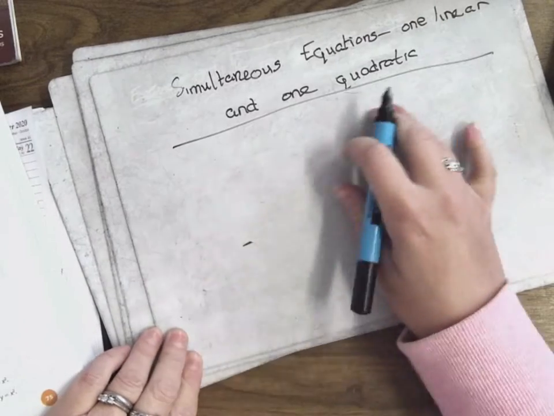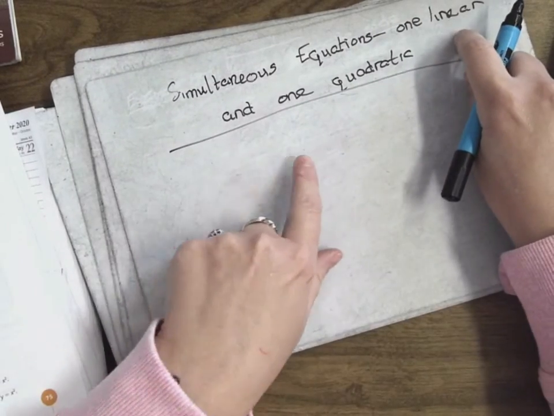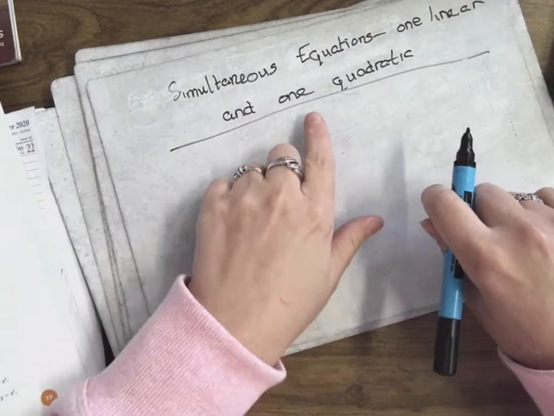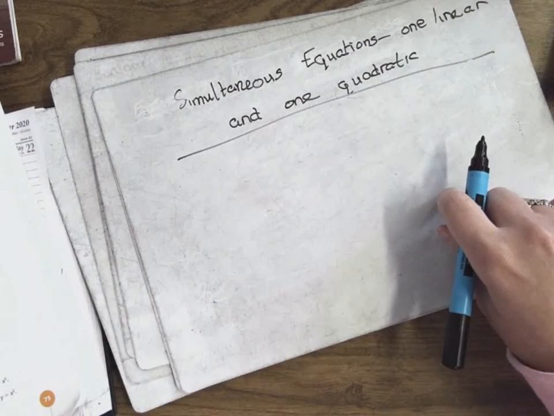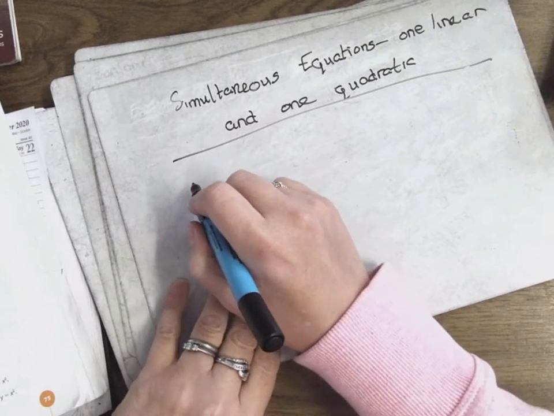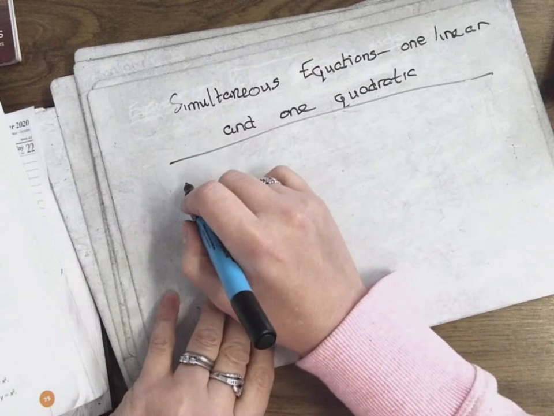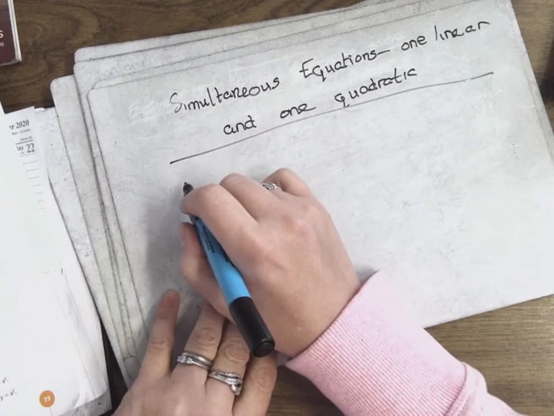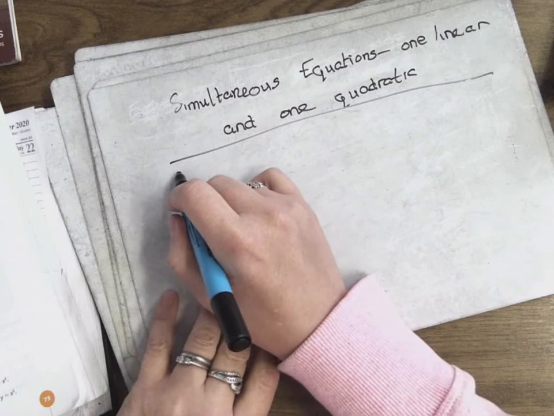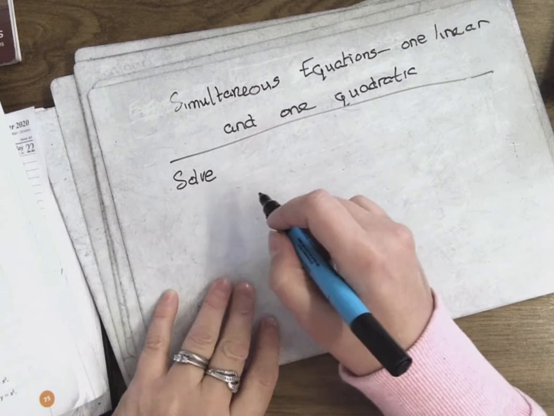Now we're going to do them, but we're only going to have one linear, so that means there's going to be no x squared term in one of them. And one quadratic means there's going to be an x squared term in the other one. Okay? Is there ever two quadratic? No. Never two quadratic. I'll tell you what, after we do simultaneous equations, we'll see.